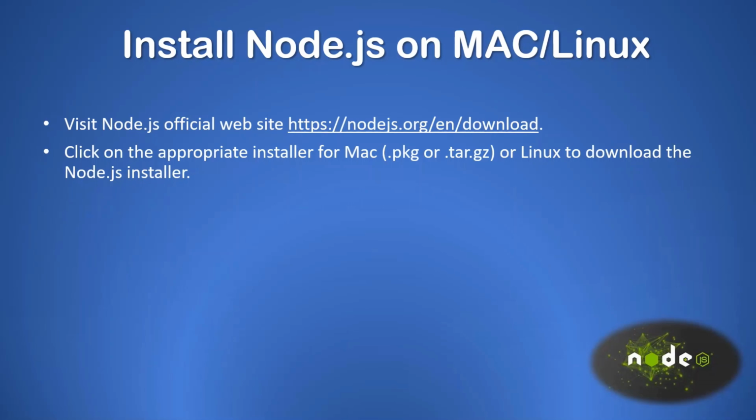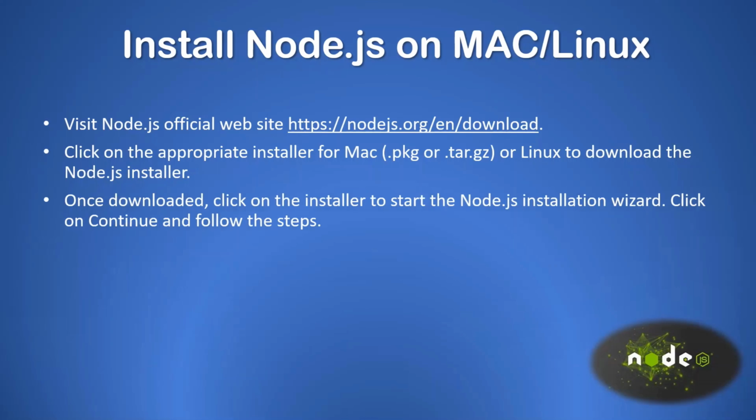So you can navigate to nodejs.org/en/download, and there, as I showed in the previous slide or the live demo, you can click on the Windows or Mac section, and it will download the package or the tar file. Once downloaded, you can click on the installer where the wizard will open, and you can click on continue and follow the steps. Once the installation is complete, you can go to the Mac terminal and run node -v to see the version of Node installed.